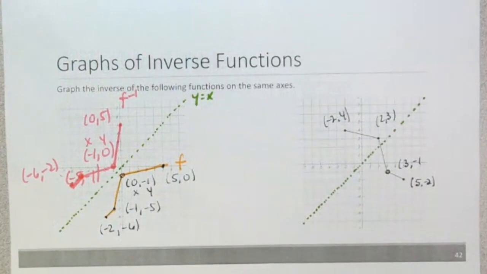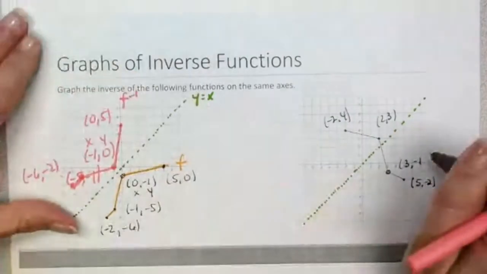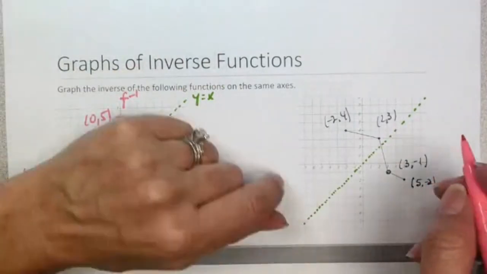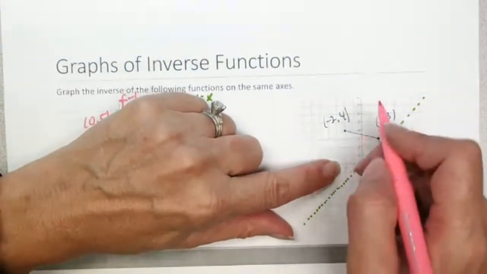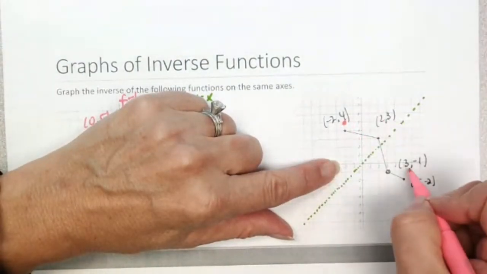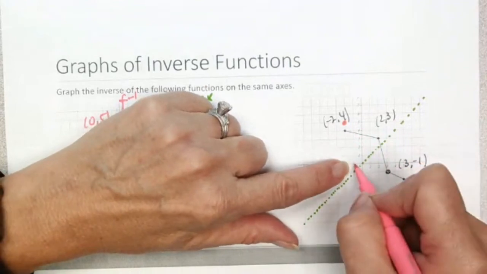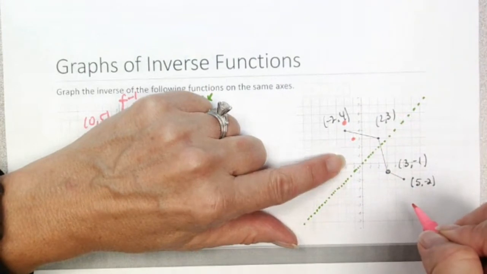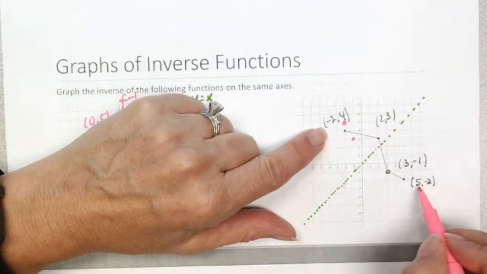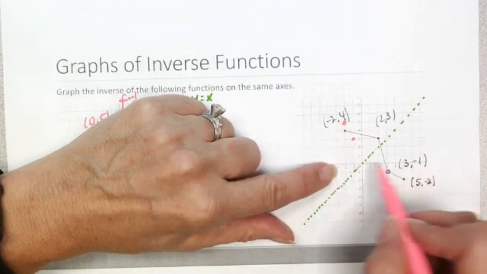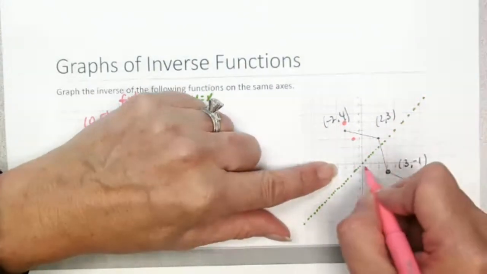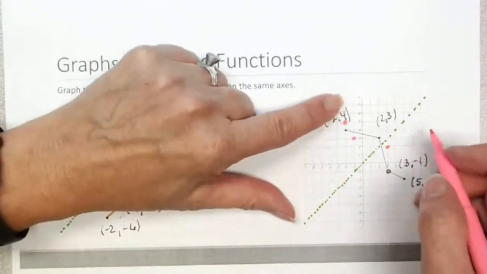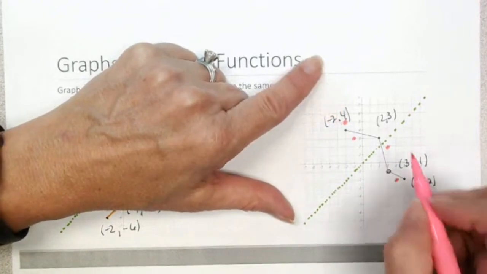Okay, so if I want to plot the reflections, I want to switch my x and y coordinates. So 5, -2 becomes -2, 5 right here. 3, -1 becomes -1, 3 right here. 2, 3 becomes, oh, I did that wrong, didn't I? -2, 5, no, that's right. -1, 3. Okay, so 2, 3 becomes 3, 2 here. And then -2, 4 becomes 4, -2 here.